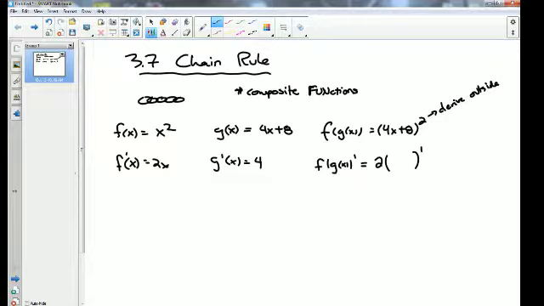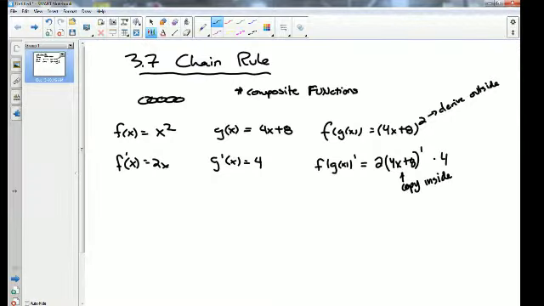Do you change the middle? If this is x, did you change it here? No, you didn't. So we just leave the middle the same. So derivative of the outside, then we copy the inside, whatever's there. Copy the inside. Now, since this is a separate function itself, we also have to consider the derivative of it.